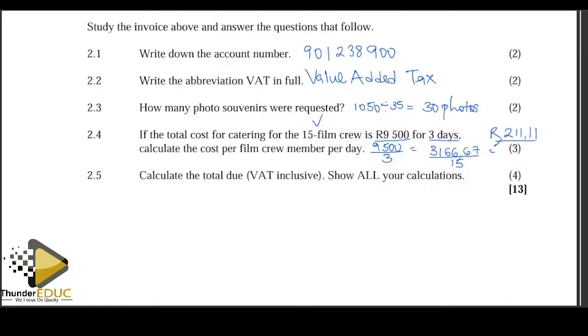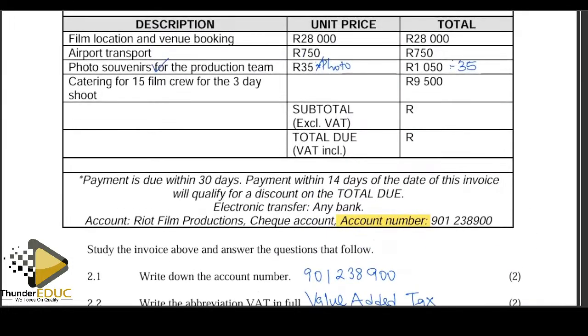Let's go up here and we see what's happening. So they want us to get this much money. All right, VAT inclusive. Subtotal and VAT is exclusive. That means these values don't have VAT. So first and foremost, let's add them up. We have 28,000 plus 750 plus 1,050 plus 9,500. We end up having 39,300. Okay.